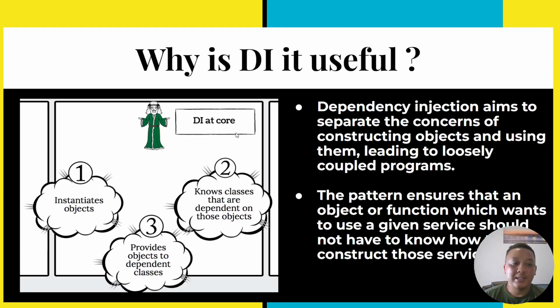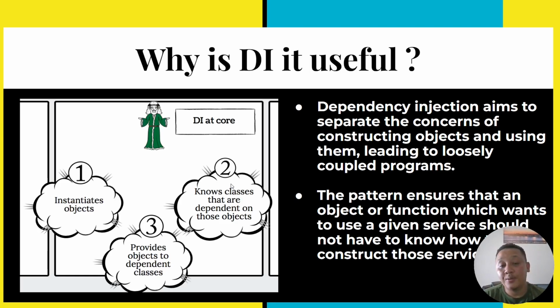So, why is it actually useful? Dependency injection at its core is really just around three specific topics: being able to instantiate the objects, so creating them as needed. It knows what classes depend on those objects and is able to provide the objects to the dependent classes. Dependency injection aims to separate the concerns of constructing objects and using them. This leads to more loosely coupled programs because we can simply use an item without having to care about how it's created. This pattern ensures that objects or functions which return or use a given service should not have to know how to construct these services.